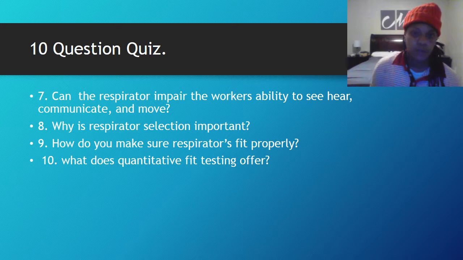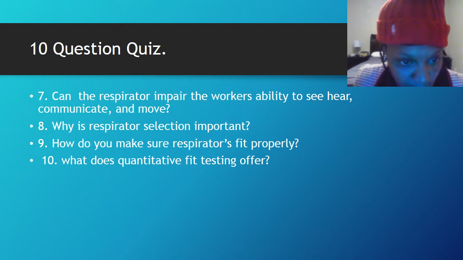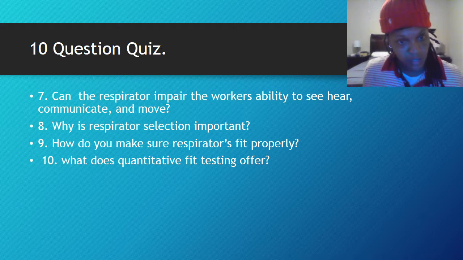Can the respirator impair the worker's ability to see, hear, communicate, and move? Why is respirator selection important? Do you make sure respirators fit properly? How do you make sure respirators fit properly? And what does quantitative fit testing offer?